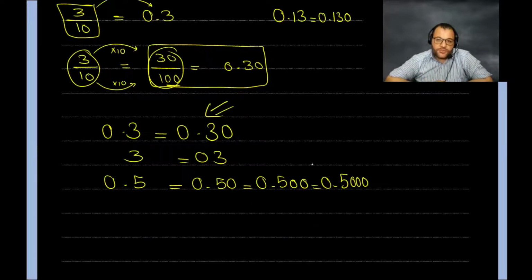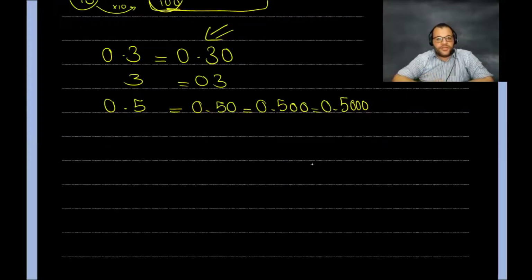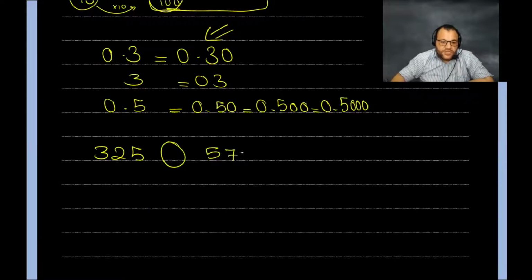Any problem for this point? If you have any problem, please raise your hand. Any problem for the fraction, the last part? No problem. So how can we compare decimals? I will start with comparing numbers, then we compare decimals. If I have a number here, 325, I need to compare it with 572.